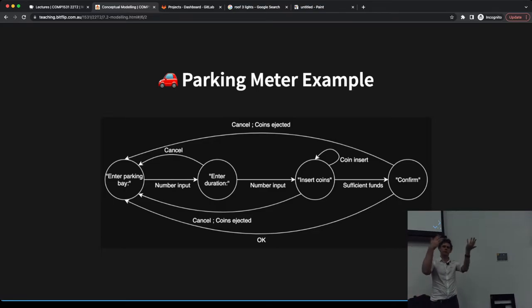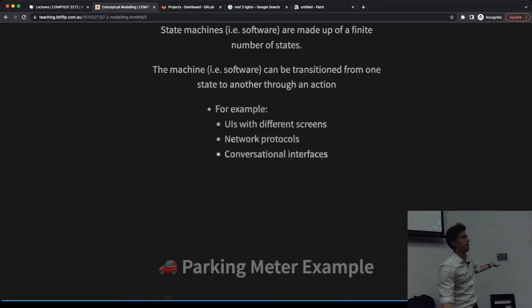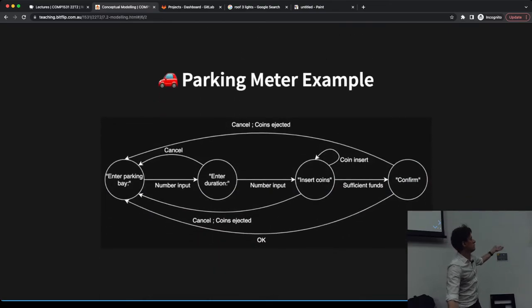They're just a series of screens that you can move between. Like this slide deck is literally a state machine between slides. So you enter the number and then it asks for how long you want to park there for, and you enter the duration you want to park there for, 2 hours. Or you can cancel and go back to the start, go back to the previous screen.